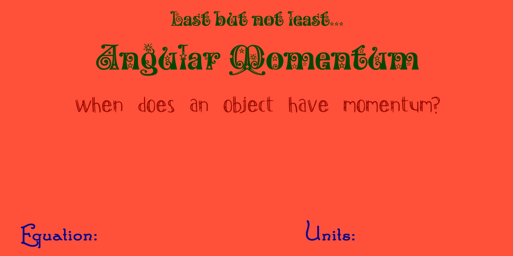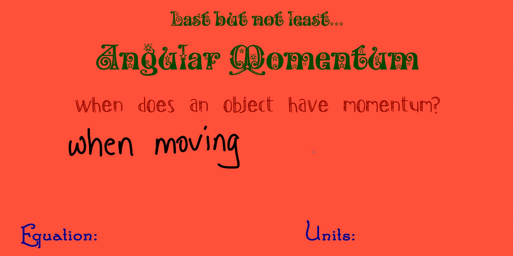The last kinematics quantity that we have yet to learn about with its angular equivalent is momentum. Let's first start out by asking, when does an object have momentum? Well, we know an object has momentum when it's moving. That means that an object would have angular momentum when rotating.